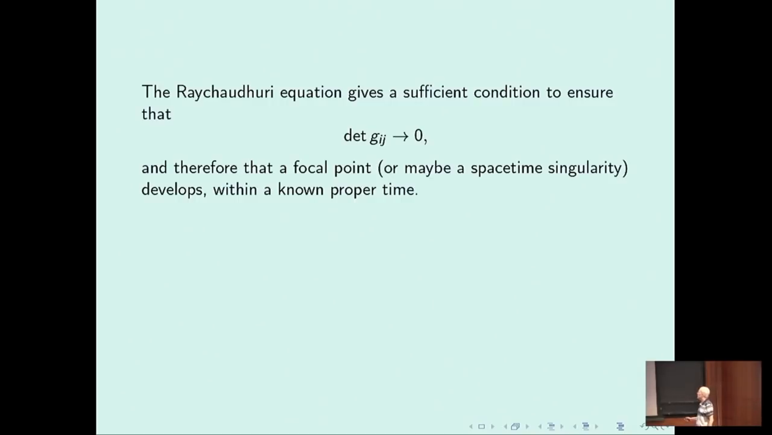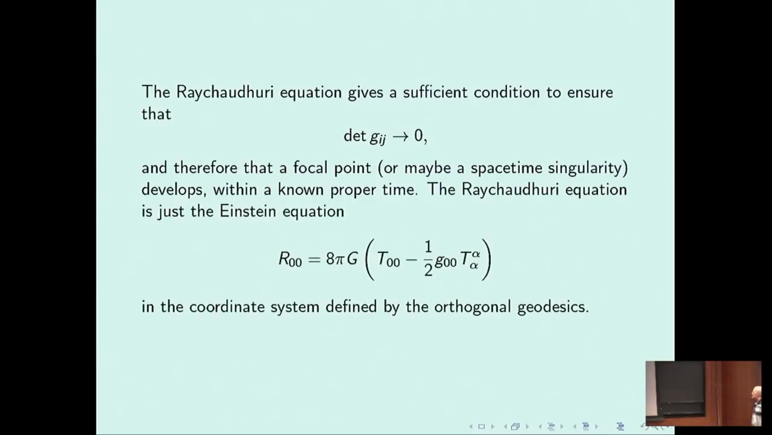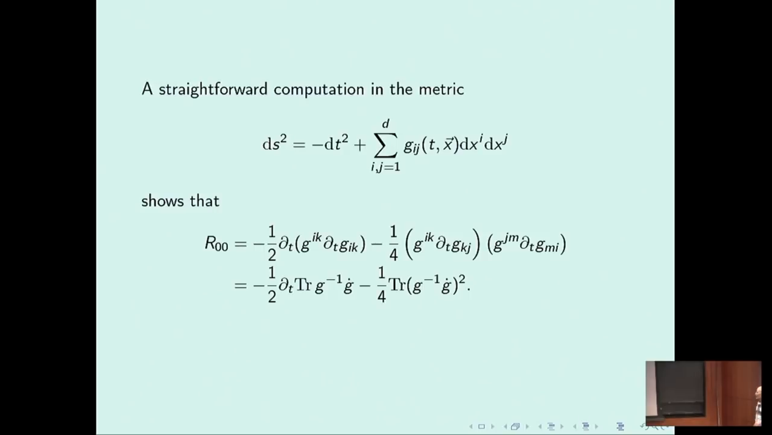And the Raychaudhuri equation will give a sufficient condition to ensure that the determinant of g goes to 0 within a known time. The Raychaudhuri equation is just the 0,0 component of the Einstein equation in the coordinate system of the orthogonal geodesics. So we just have to calculate R00. It can be tedious to calculate the Riemann tensor, but in this case you can do it quite easily, and after a relatively short computation, you'll get this formula for R00.